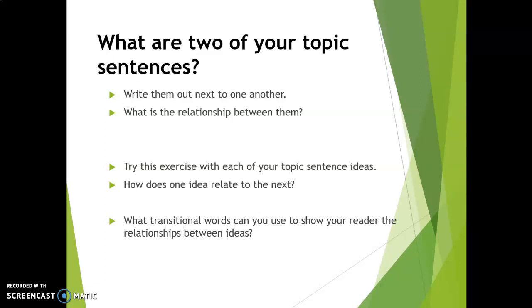So, an exercise I would recommend is that you take two of your topic sentence ideas, write them out next to one another, and ask, what is the relationship between them? Try this exercise with each of your topic sentence ideas. How does one idea relate to the next? What transitional words can you use to show your reader the relationships between ideas?